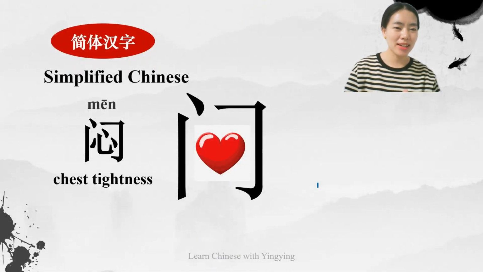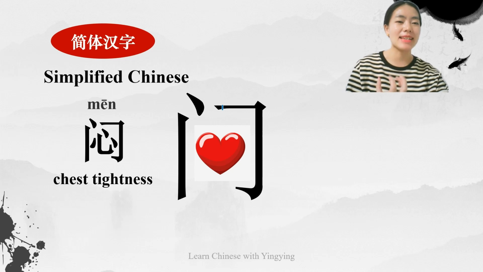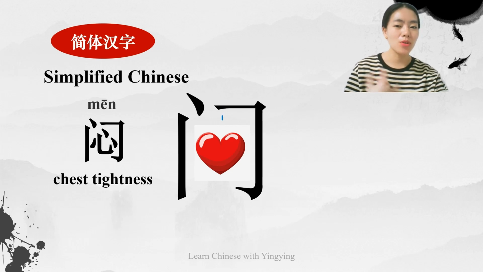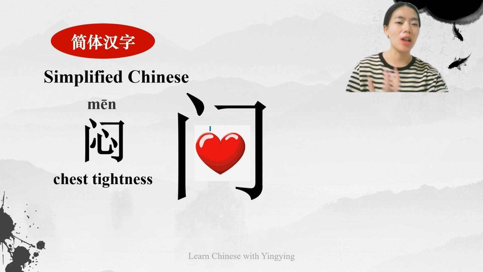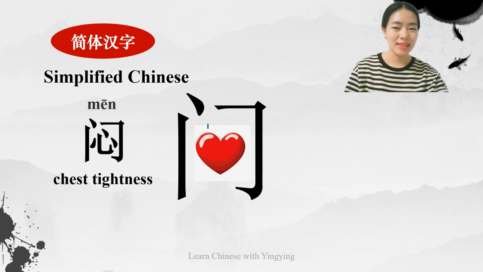And the next word we are going to learn is 闷. 闷. Well, one of the meanings is chest tightness. So you can say a heart is locked inside the door. So when your heart is locked inside of a door, it means, well, you feel low and you have a tight chest. So a heart inside of a door, one of the meanings is chest tightness.